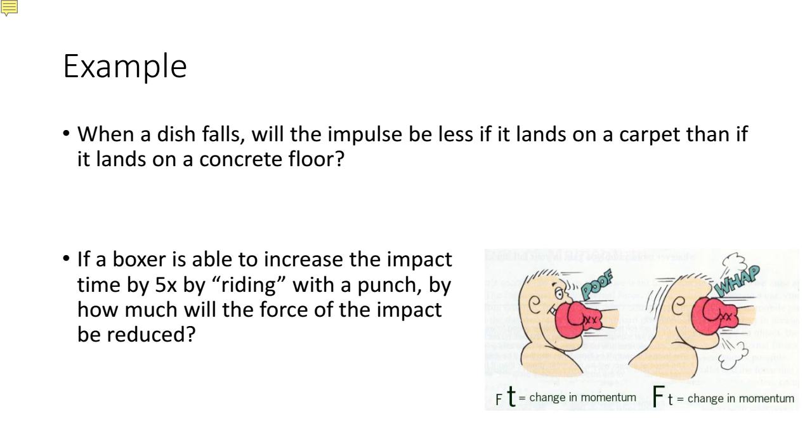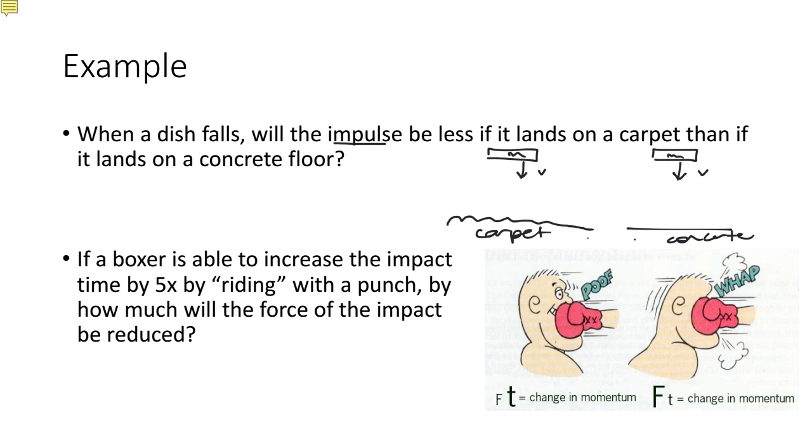So this question says, when a dish falls, will the impulse be less if it lands on carpet versus if it lands on concrete? For both of these examples, you have the same dish with the same mass, and it's falling with the same velocity. And we want to compare the carpet versus the concrete. So it wants to know, will the impulse be less? Well, there's certainly a difference in force and time, but not necessarily a difference in impulse.